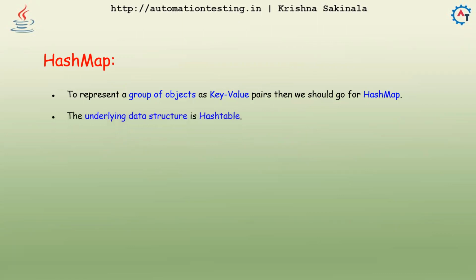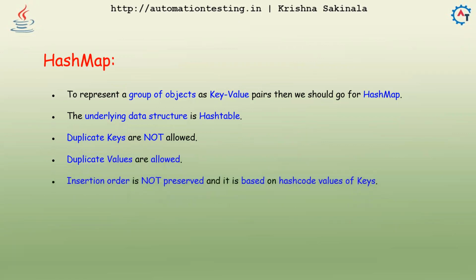The underlying data structure for the hash map is hash table. Duplicate keys are not allowed, that we already discussed in the map. Duplicate keys are not allowed, duplicate values are allowed. Insertion order is not preserved and it is based on hash code values of the keys. We cannot predict how it will be stored. It depends upon the hash code values of keys, not values.